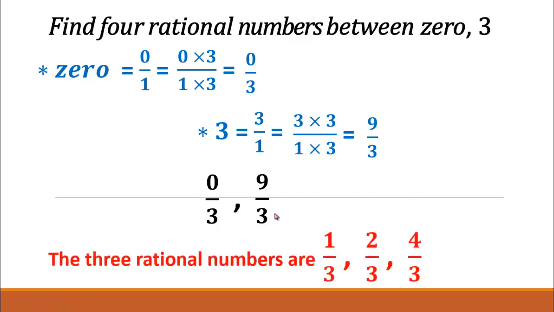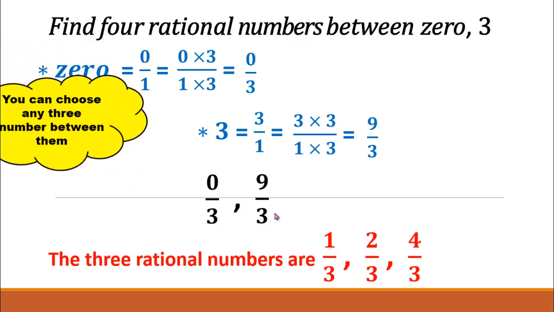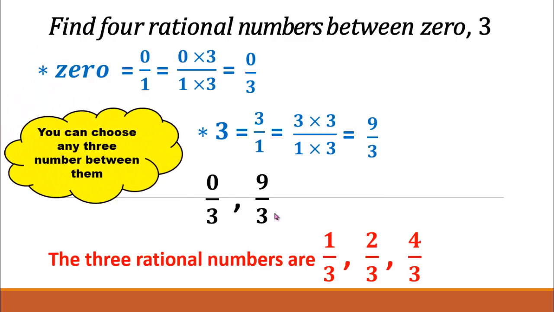For me, I am going to choose 1 over 3, 2 over 3, and 4 over 3. And of course, you can choose any other rational number included between them.